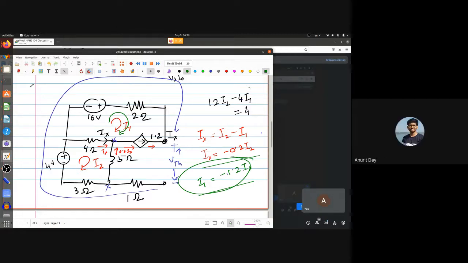Hello, sir. Sir, I have a doubt. So the way I was thinking is that 1.2 Ix, that current controlled source, is an ideal source. So it does not have any internal resistance. So why is there a voltage drop across it? Not true. Not true at all.